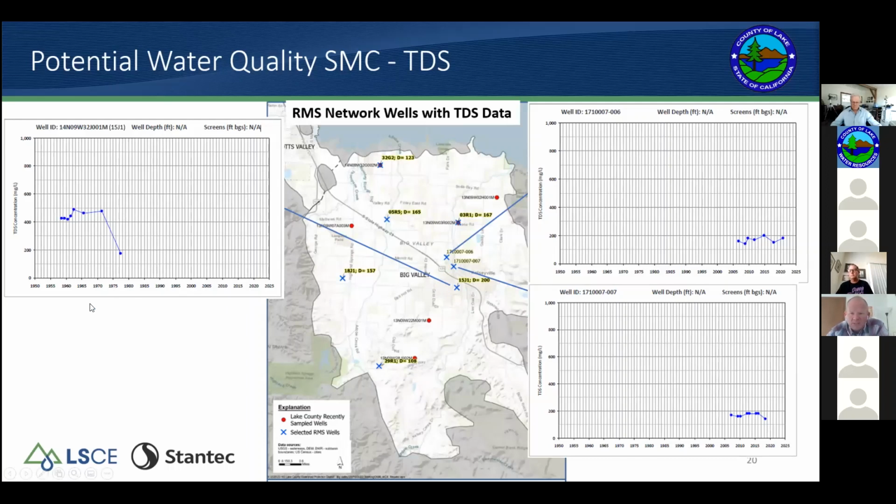I think we've got some going back to 95-ish. Yeah, so you can see right now in this general area, TDS is below 200. In these general areas, it's hovering about 200. So the thought was, well, we've got a somewhat recent record of TDS in these areas. Perhaps TDS could be utilized as the SMC criteria specific to water quality. So that's TDS.